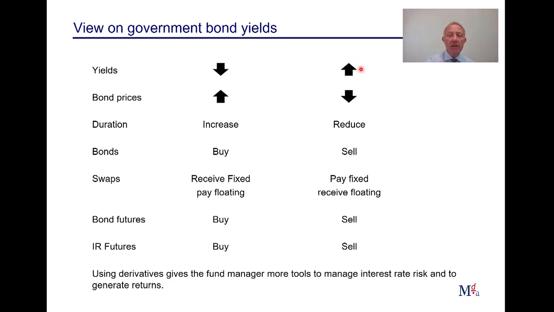If we think that interest rates or yields are rising, in other words, bond prices are falling, we want to have less exposure to the bond market. We could do that by selling bonds that we own. We could also do it by paying fixed and receiving floating on a swap. Remember, interest rates are rising, so we will benefit by receiving floating. We could sell bond futures, taking the view that bond prices are going to fall. And we could also sell interest rate futures.